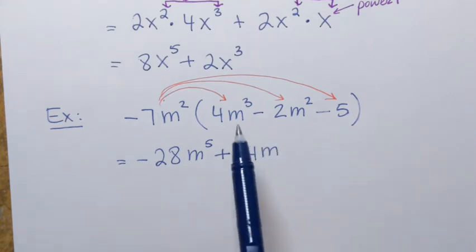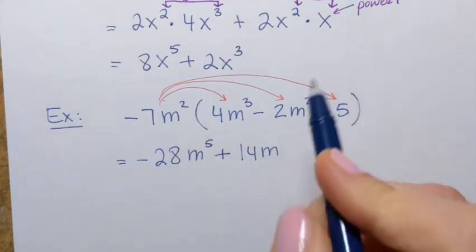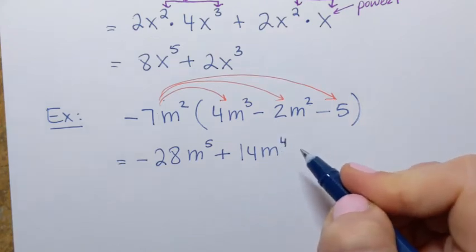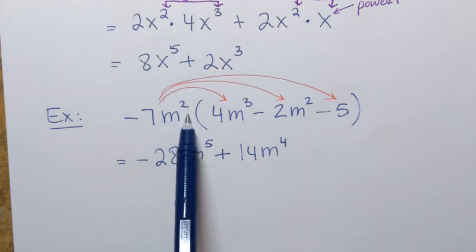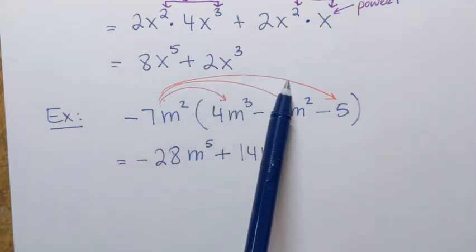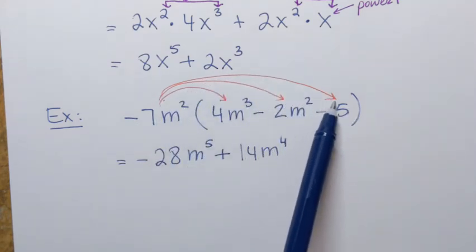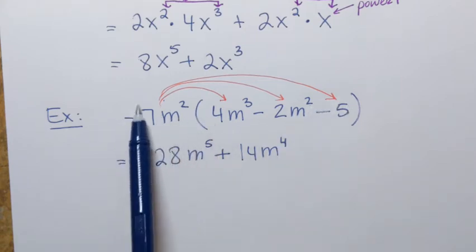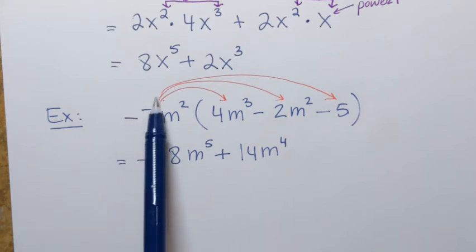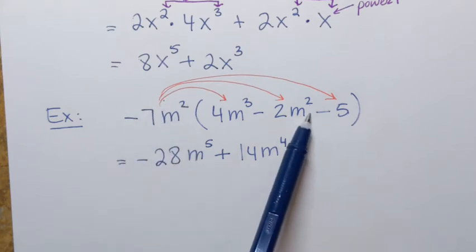And what's the power of m? It's 2 plus 2, so it's 4. And finally, the last product. So it's negative 7m squared times negative 5. So in this case, I only have a number. Well, that number has to be multiplied with the coefficient from my monomial here. So it's negative 7 multiplied by negative 5.